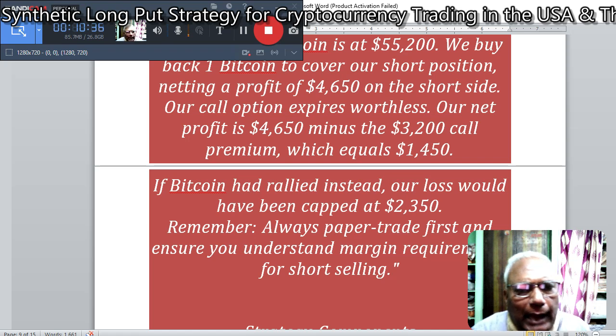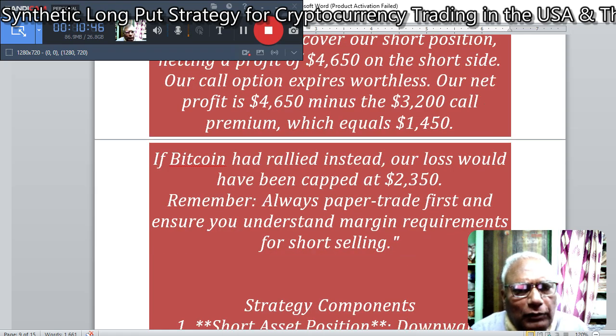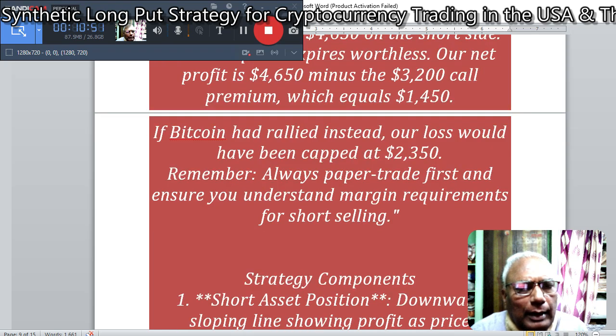If Bitcoin had rallied instead, our loss would have been capped at $2,350. Remember, always paper trade first and ensure you understand margin requirements for short selling.